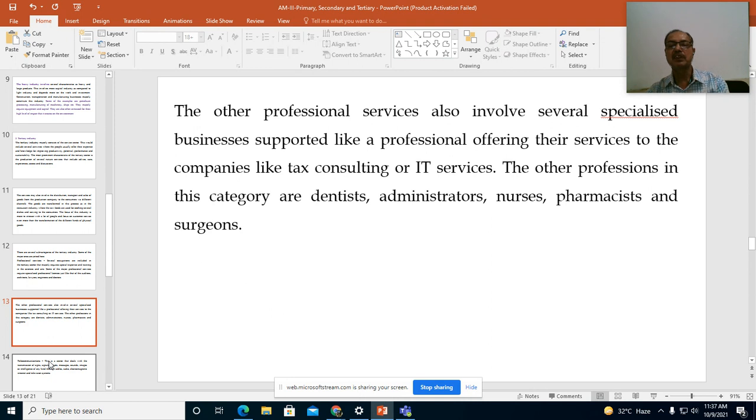The other professional services also involve several specialized business support, like professionals offering their services to companies, such as tax consulting and IT services. The other professionals in this category are dentists, administrators, nurses, pharmacists, and surgeons. So there are so many examples here, and you must be seeing that all the service sector related professions will come under the tertiary.